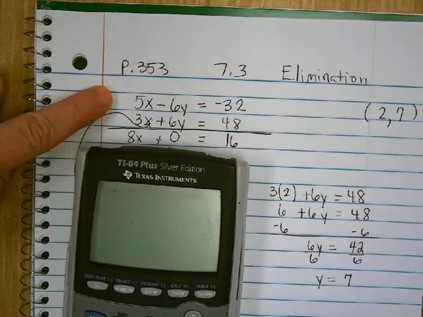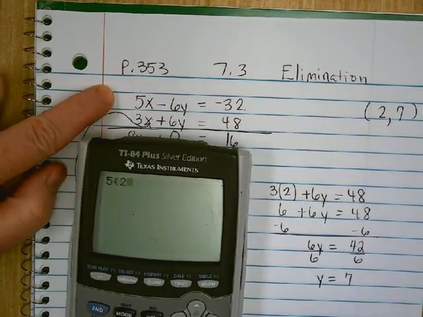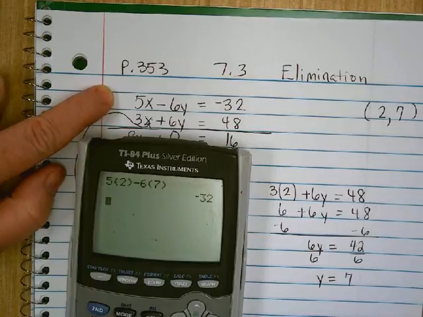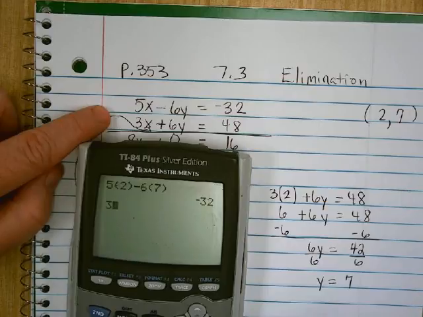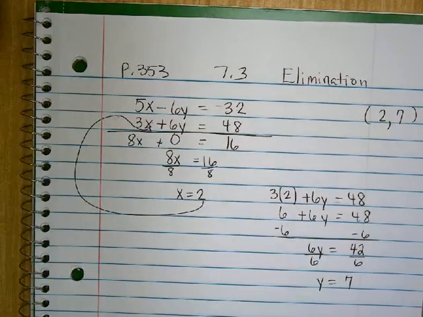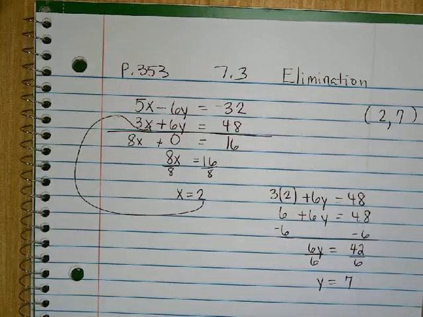In the first equation, 5 times 2 minus 6 times 7. I'm checking to see if it's negative 32. And it is. Second equation, 3 times 2 plus 6 times 7 is 48. It works in both. Okay? Does anybody have a question about this example? Okay, let's do another.